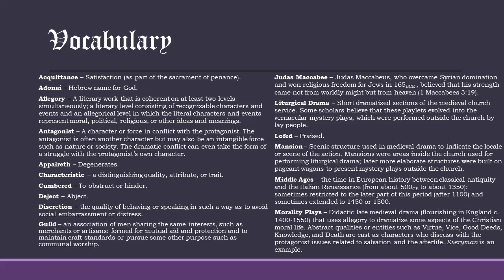Deject means abject. Discretion is the quality of behaving or speaking in such a way as to avoid social embarrassment or distress. Guild is an association of men sharing the same interests, such as merchants or artisans, formed for mutual aid and protection and to maintain craft standards or pursue some other purpose, such as communal worship. Judas Maccabee is referenced in the play Everyman. Judas Maccabeus overcame Syrian domination and won religious freedom for the Jews in 165 BCE, and believed that his strength came not from worldly might but from heaven.